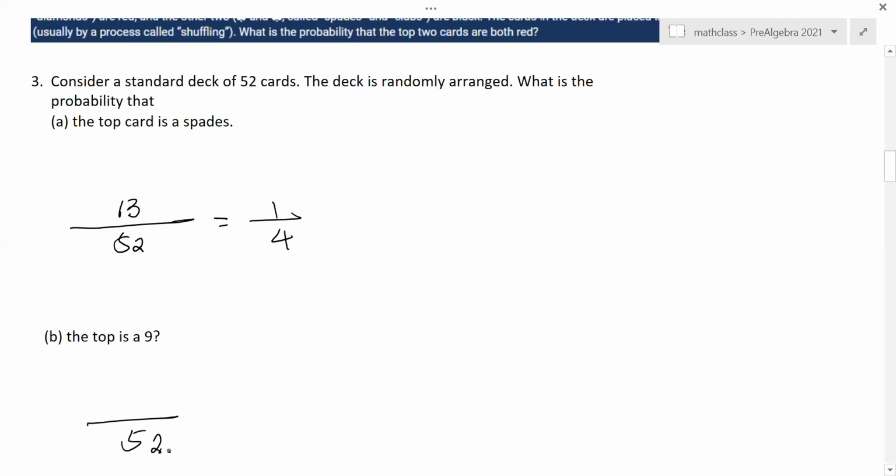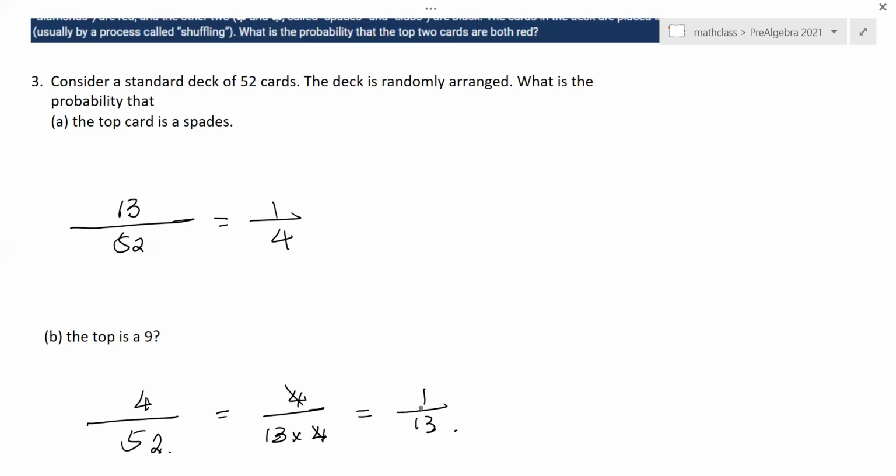The numerator, the question is how many 9s are there? Everybody knows that. There are 4 9s there. So you put a 4 there. Then clearly, how do we get 52? 13 times 4. So when the 4s cancel out, we get 1 over 13. So 1 over 13.